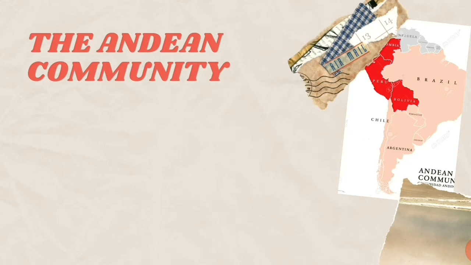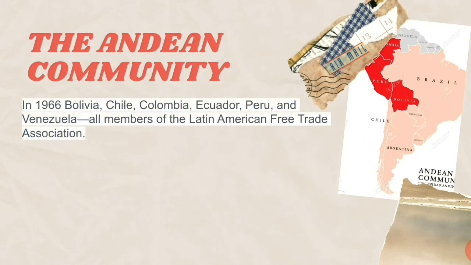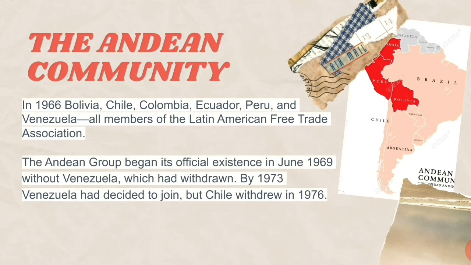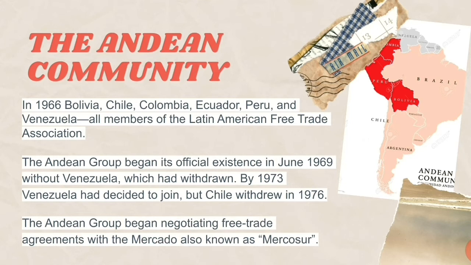Next topic is the Andean community. In 1966, Bolivia, Chile, Colombia, Ecuador, Peru, and Venezuela are all the members of the Latin American Free Trade Association. The Andean group began its official existence in June 1969, without Venezuela, which had withdrawn. By 1973, Venezuela had decided to join, but Chile withdrew in 1976. The Andean group began negotiating free trade agreements with the Mercado, or also known as Mercosur.